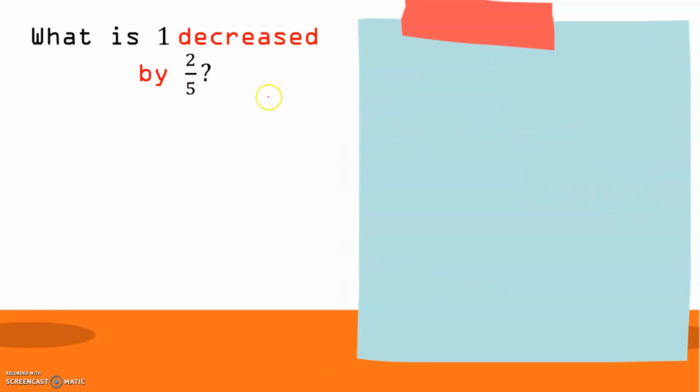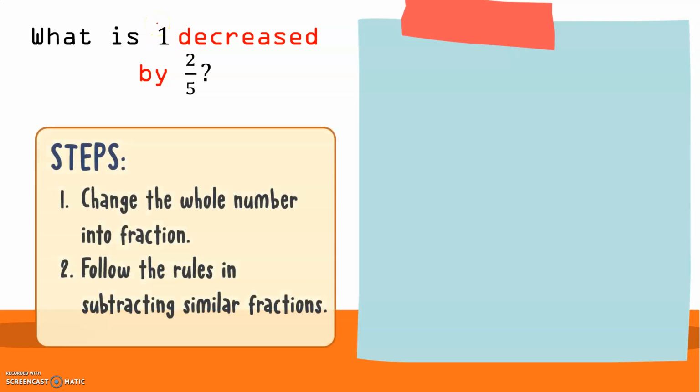Now, for our last example, we will have what is 1 decreased by 2/5. This time, we are asked to subtract a fraction from a whole. And for us to do that, we will follow these steps. So we'll have 1 minus 2/5. Our goal should be to change this whole number into a similar fraction to 2/5 so that it will be easier for us to subtract.